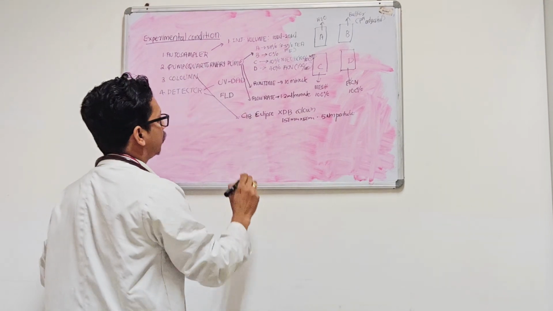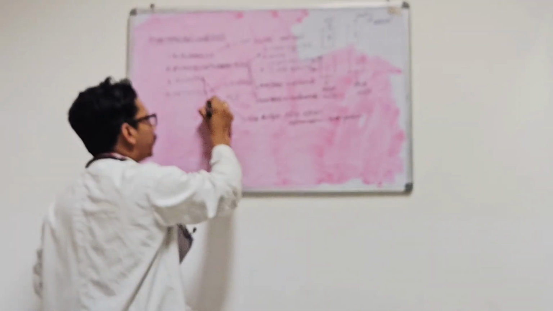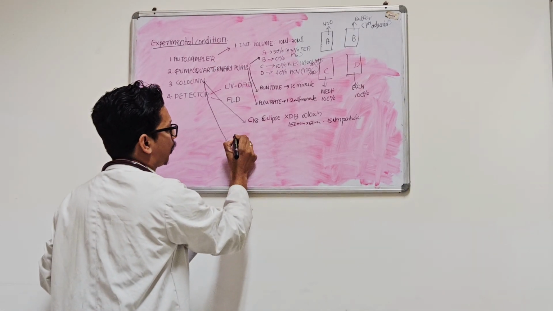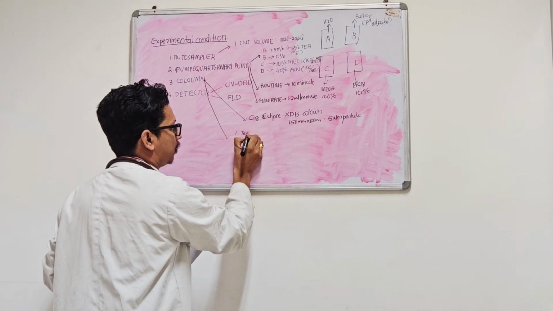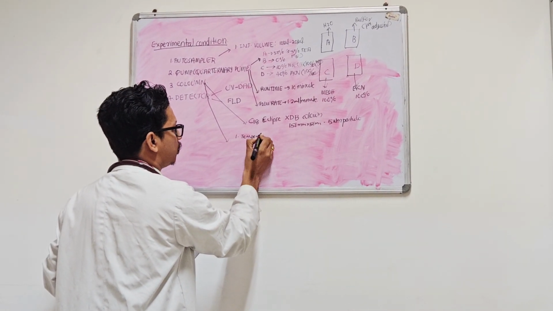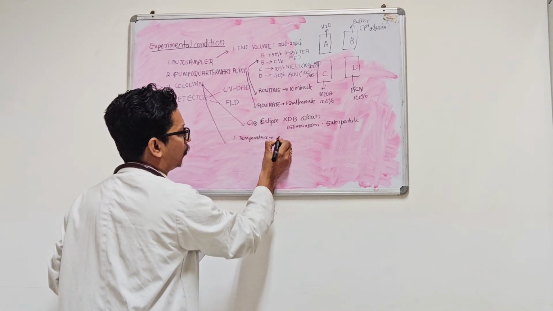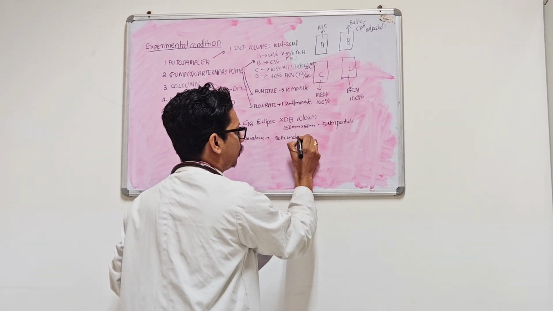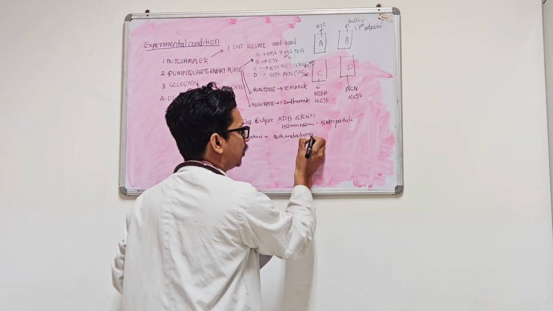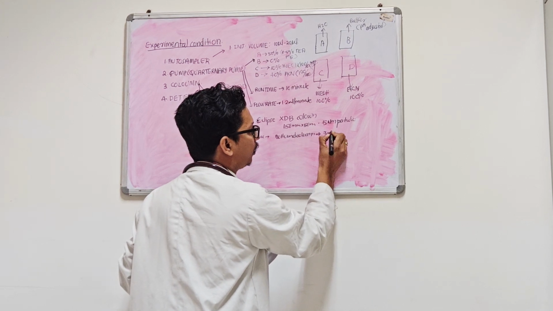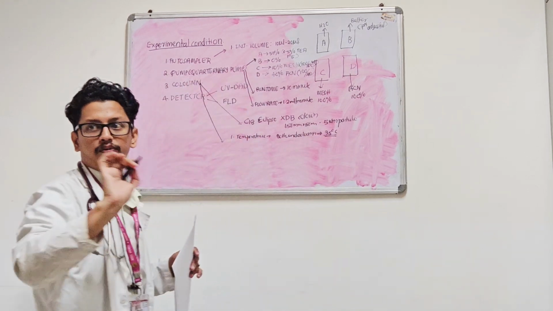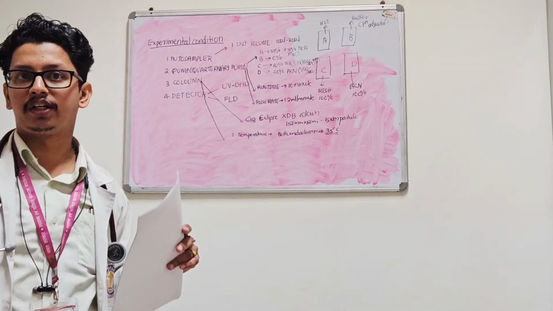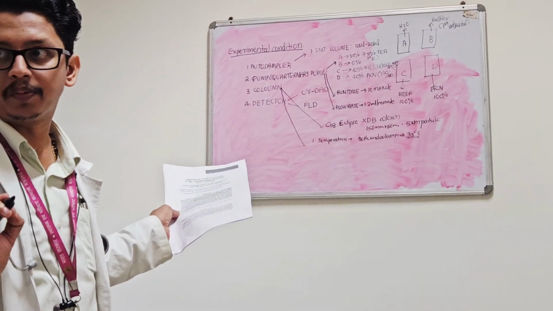I selected the column. After that there is a parameter to adjust for the column, mainly temperature only. We have to adjust the temperature of both ends of the column combined. We will set the temperature to 35 degrees Celsius. So this is another experimental condition.